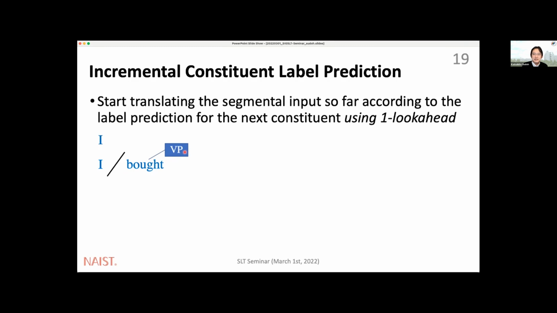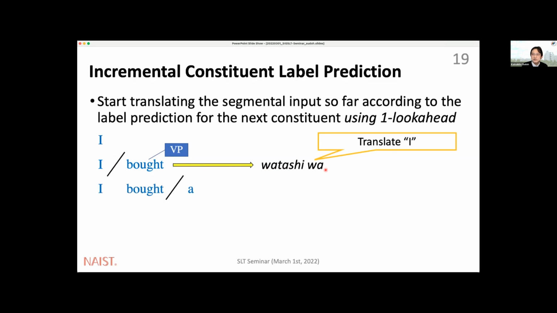And in English-Japanese translation, the verb phrase is a very important signal for starting translation of the preceding noun phrase. So we start the translation of the input segment I, and then we get the Japanese translation, watashi wa. And go on to the next step.